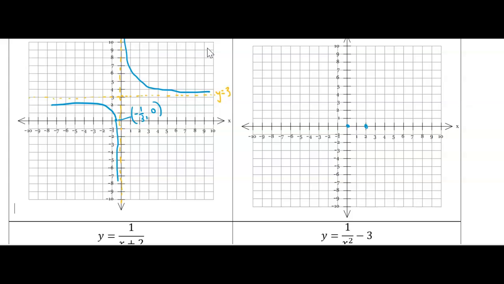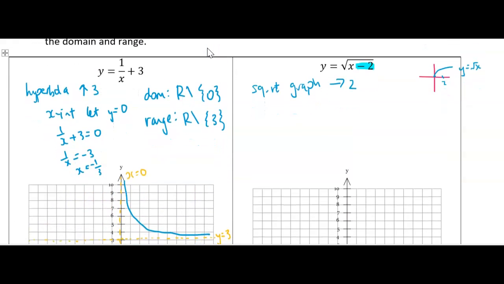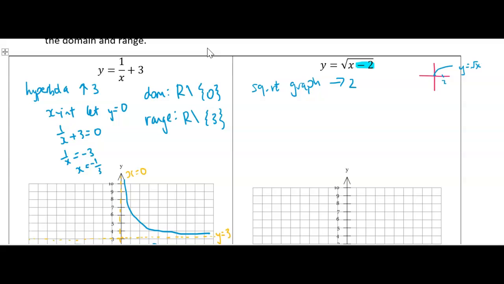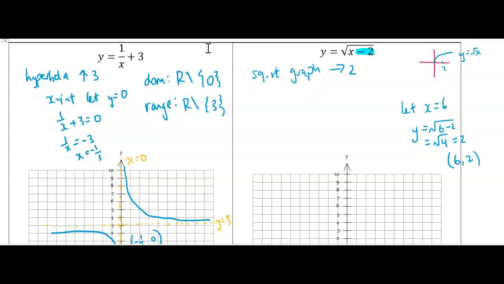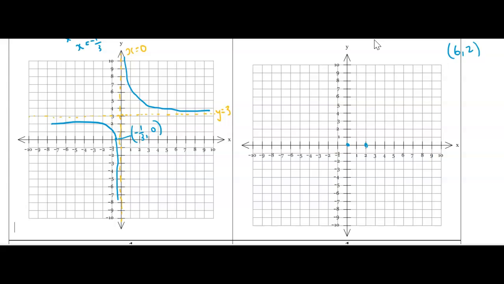And when sketching it, it's probably a good idea, especially when you've got a scale, to draw it accurately. Because we've got a square root graph, it's probably a good idea to have under your square root sign a perfect square. So if I let x equal 6, for example, y is going to equal the square root of 6 minus 2, which is the square root of 4, which is 2. So another point on this graph is 6, 2. So there's 6 and there's 2.